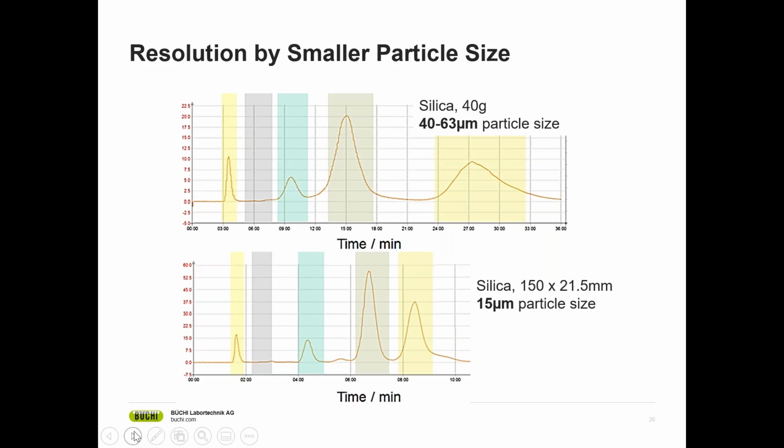Above, in the flash separation, the peaks are much broader, hence the time to get the peaks baseline separated is much higher. Below, we have much narrower peaks, which lead to shorter runs to achieve the same goal of baseline separation.